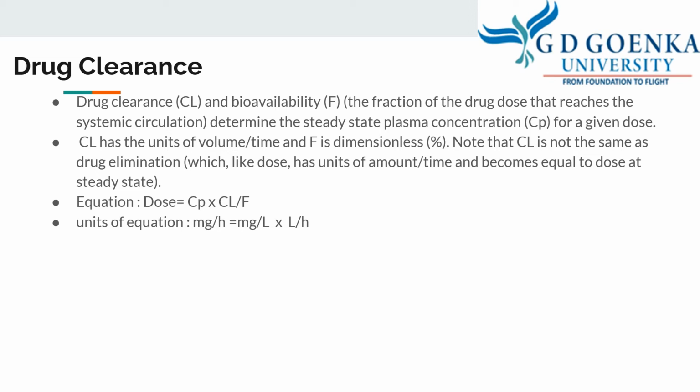The units of this equation will be: dose in mg per hour is equal to mg per liter, this is the steady state plasma concentration, times Cl, that is the clearance, in liter per hour. Since F is dimensionless, no units have been written for it. So finally the unit of the equation is mg per hour.